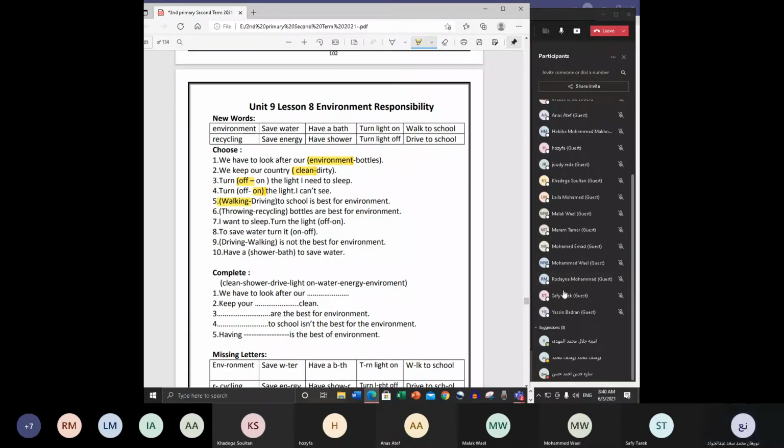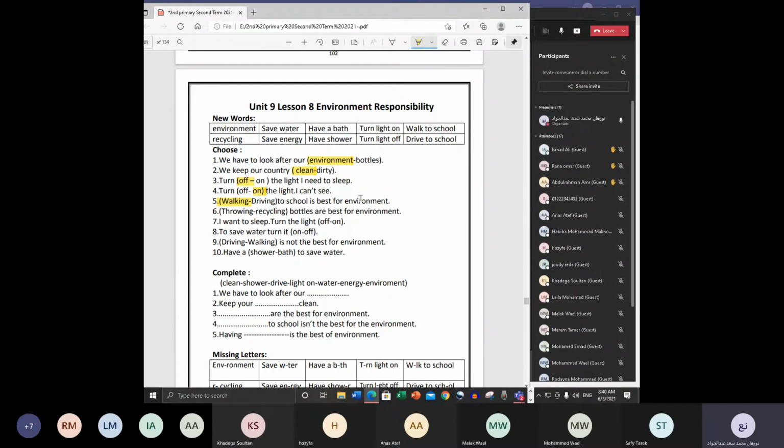Number six, Yasin Badron. Which page are we on? Page 103. Come on, Yasin Badron, number six. Yasin, can you listen to me? Okay, Ismail Ali. Yes, miss. Number six, recycling bottles is best for the environment. Thank you. Well done, Ismail.